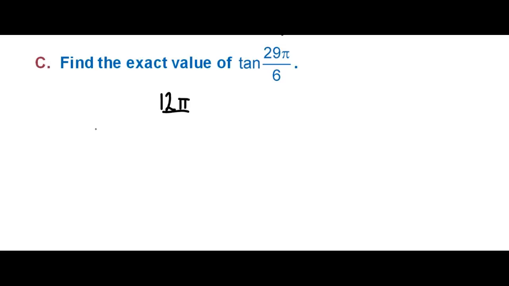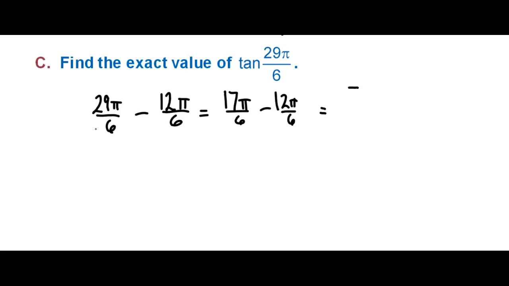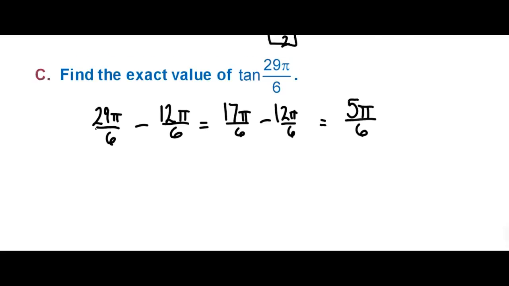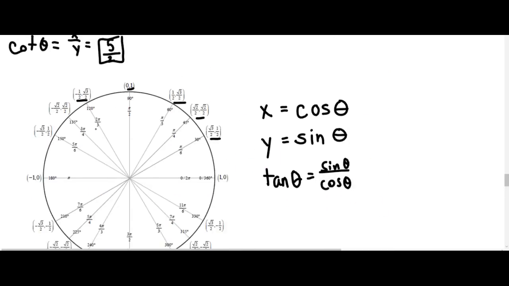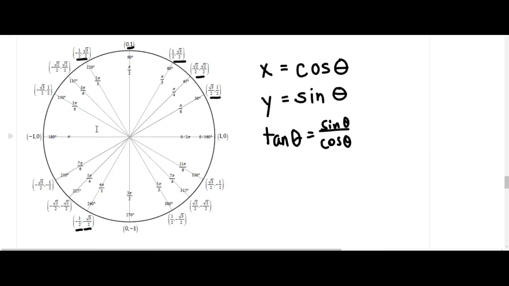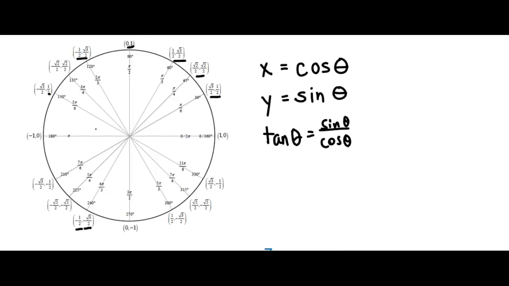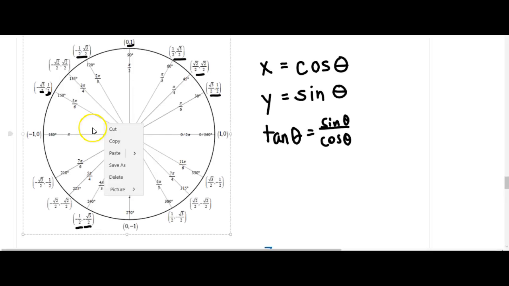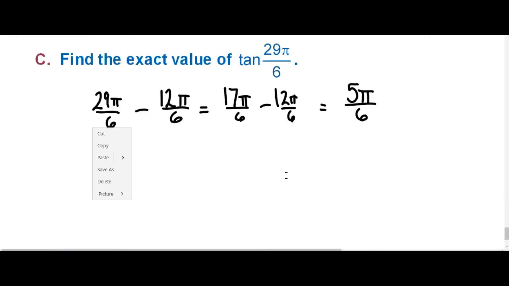So after we take away 12 pi over 6 from 29 pi over 6, we're left with 17 pi over 6. And we can still take another 12 pi over 6 away. And we're left with 5 pi over 6. And we can deal with 5 pi over 6. We look at our unit circle. 5 pi over 6 is right here. It has a sine of 1/2 and a cosine of negative square root of 3 over 2.